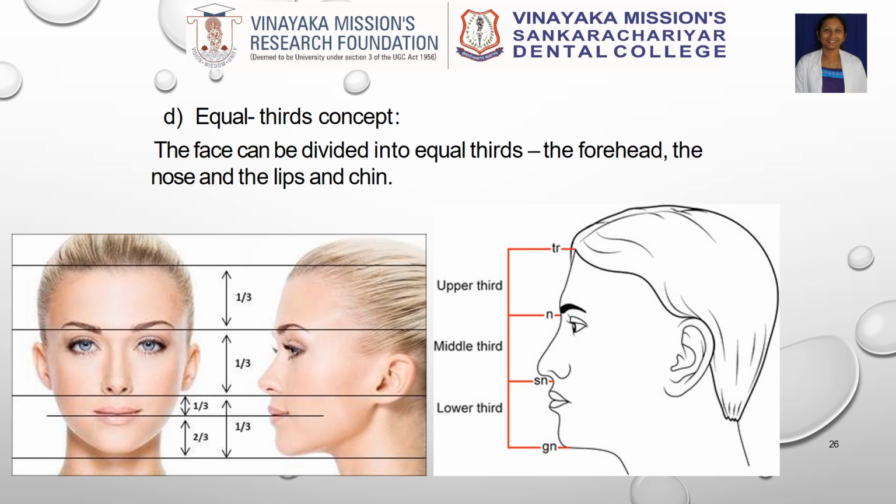The concept of equal thirds. This is a pretty easy technique. The face is usually divided into equal thirds: one from the hairline to the glabella, from the glabella to the subnasale, and from the subnasale to the menton or the chin. The upper third, middle third, and lower third should be equal. So during the measurement of the vertical dimension at rest, this distance can be helpful to determine our vertical dimension at rest.